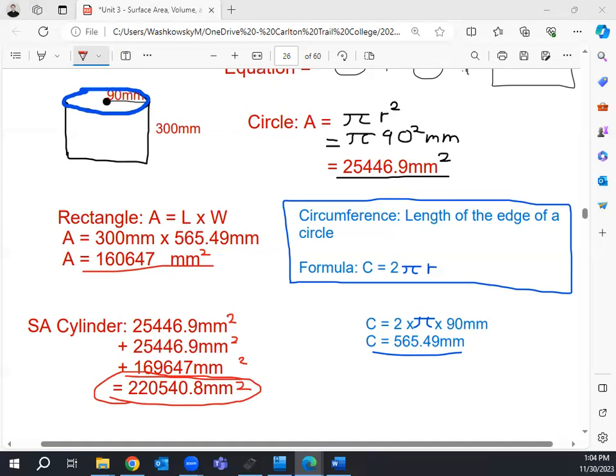Again, none of the math itself is hard. You're taking a formula, plugging the numbers in, and timesing it. The hard part, of course, is always going to be organizing it and knowing what to do next. So it's always thinking about how do I solve this problem?